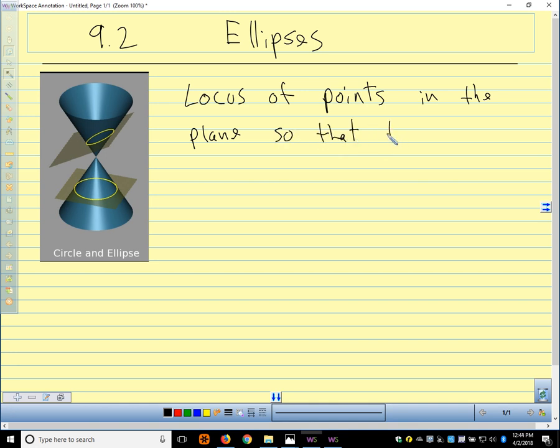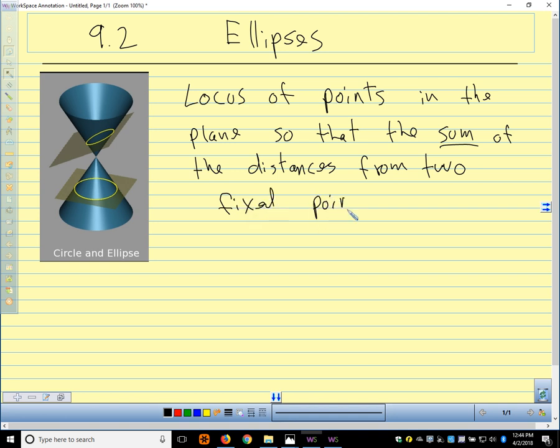So that the sum of the distances, there's that distance, that's a big thing with conic sections. Sum of the distances from two fixed points, and the fixed points are the foci, is constant. So the sum of the distances is constant.